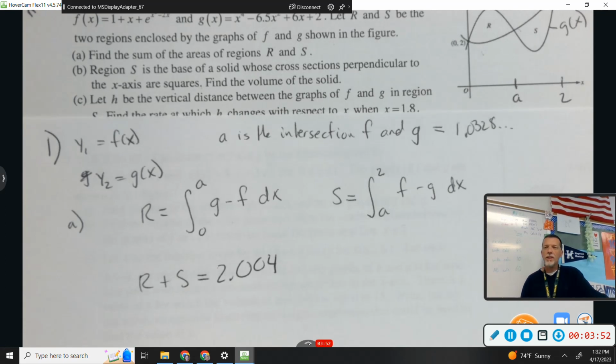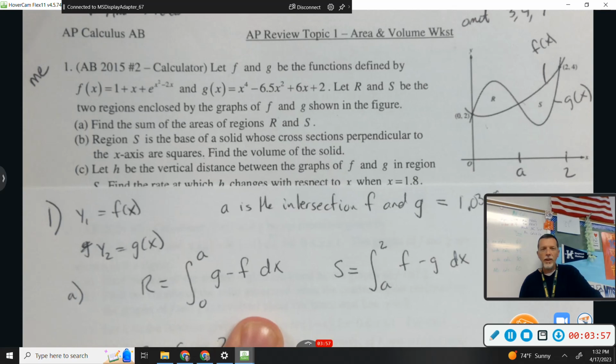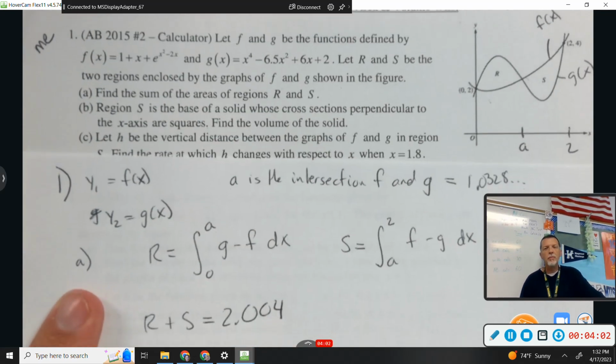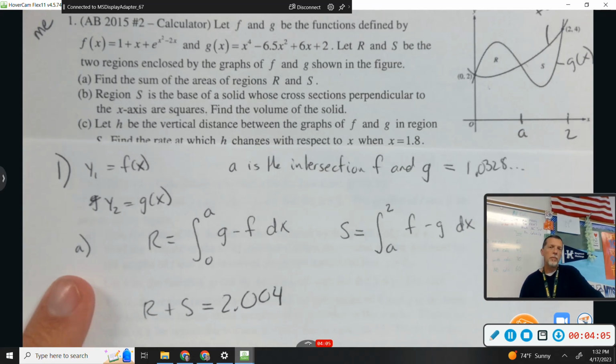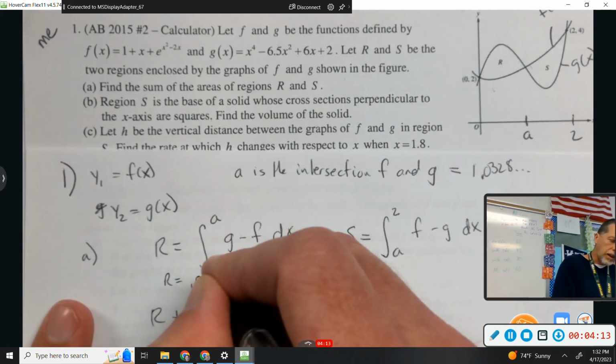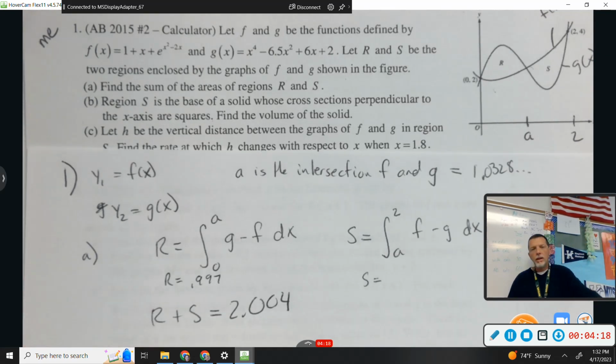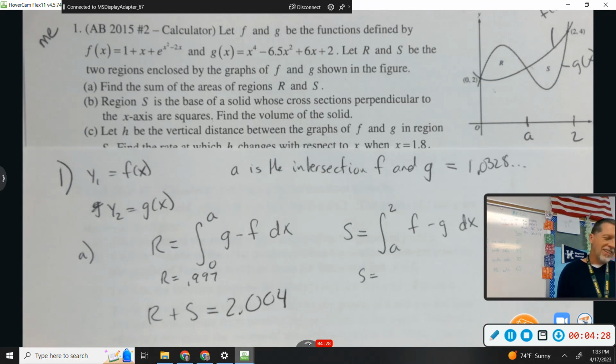Again, that's all the work that I have to show. I don't have to rewrite G and F. The grader knows what F and G are, so don't rewrite all of that stuff and risk messing something up. Would it be worth putting R and S equal? You mean to show the steps that R equals 0.997 and S equals 1.007? I don't think it would help you. It wouldn't hurt. And if it helps you keep things straight, then that's not a bad idea.